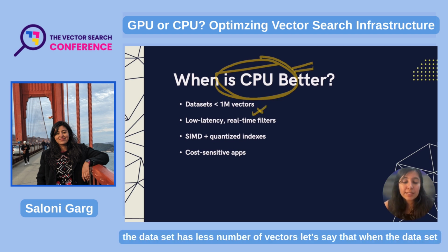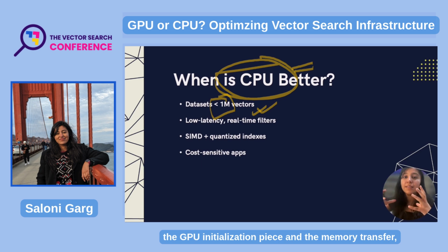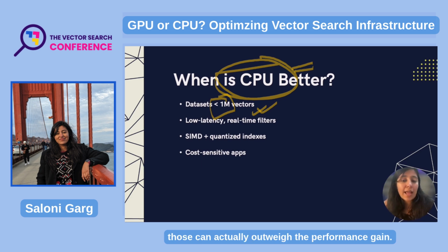Number one is when the dataset has fewer vectors. Let's say the dataset has less than 1 million vectors. In that case, the GPU initialization and the memory transfer can actually outweigh the performance gain, and that is why the CPU ends up performing better.